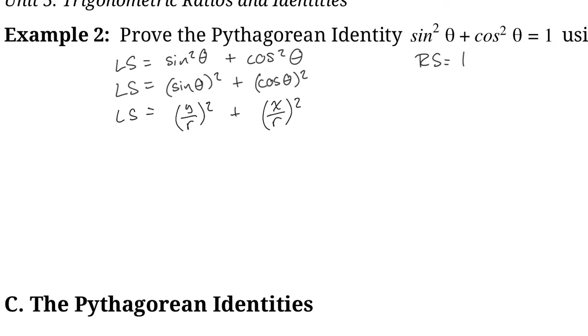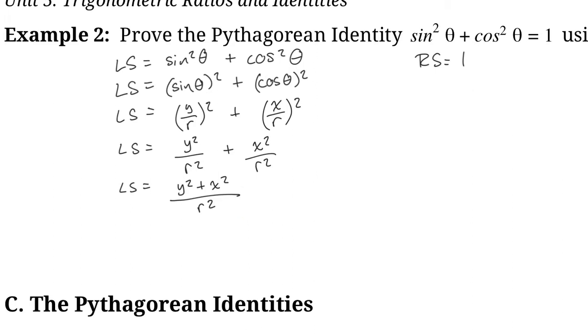And now we need to make sure we square both the numerator and the denominator, so this just becomes y squared over r squared plus x squared over r squared. So I have the same denominator and I can combine these. So the left side can turn into y squared plus x squared, and that's all over r squared. If we take a look at the right side of our identity, it's just equal to 1, and it can't really be simplified any further. It's just 1. But we want to find a way to get the left side equal to 1.